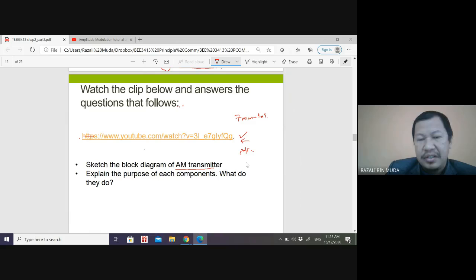It is quite an interesting video. It's not by me, but it is an external video from somewhere else. It is discussing the basics of the block diagram for the AM transmitter. After watching this video, you can sketch the AM transmitter and explain the purpose of each component.